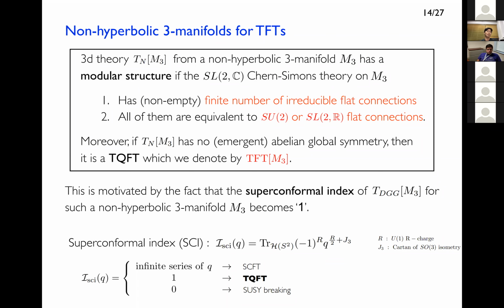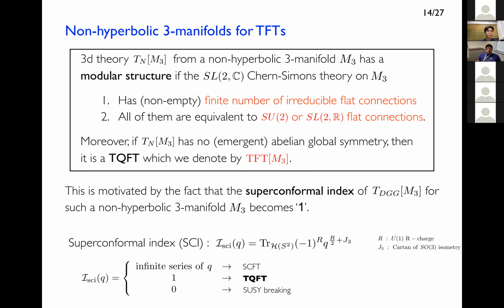And this means this superconformal index is given by an infinite power series of the fugacity q in any non-trivial CFT. However, if a theory has a mass gap, then this index will become 1, because only the ground state in a gapped system can contribute to the index. But the index can also be 0 if supersymmetry is broken. So we have 3 cases. I'll now show you the superconformal index of T_DGG.